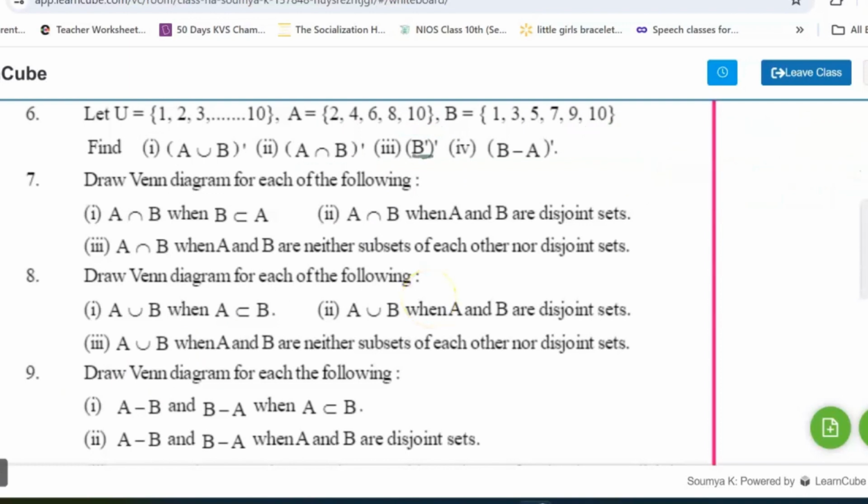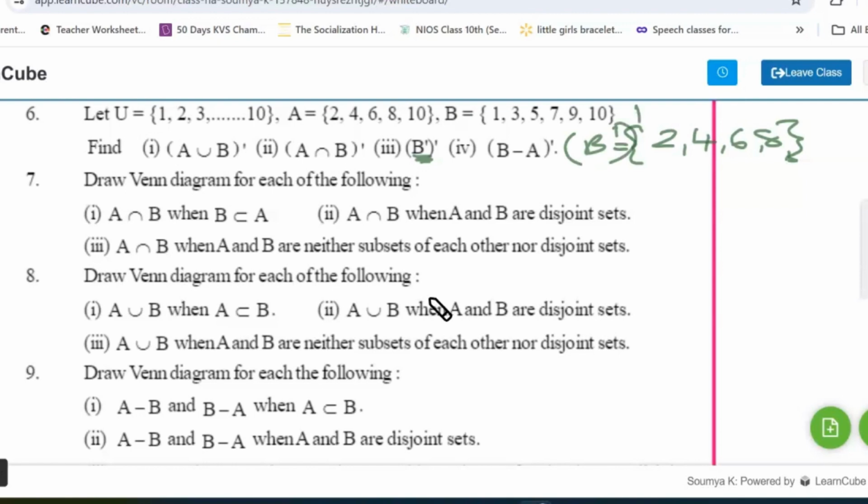B complement you have to find by removing the elements of B from this universal set. So it would be 2, then comes 4, then 6, then 8, and don't include 9 and 10. So you will get this set as the elements of B complement.